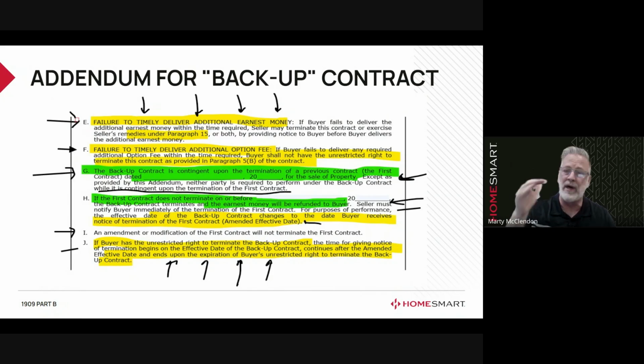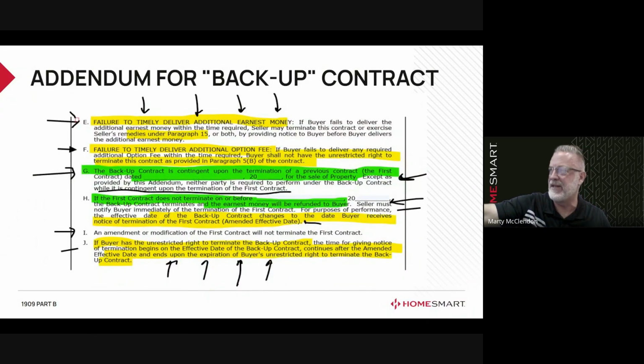In the normal contract, there's a timeline for delivering earnest money and option money. We know that if you deliver earnest money late, the buyer is now in breach of contract. Okay, the breach can be cured, but during that breach period, the seller has the right to terminate the contract and keep the earnest money. If the option money is delivered late, there is no option period. So you can't cure a late delivery of the option. Same thing applies to the backup addendum. So I want to make sure we're clear on that. Okay. Failure to timely deliver.